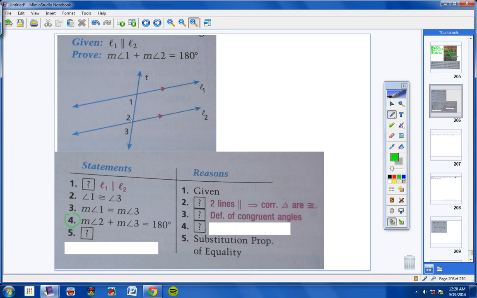Well, here's angle 2. Here's angle 3. Aren't they a linear pair? Sure. So the reason would be linear pairs are supplementary. Or they call it the linear pair postulate. That's fine. But if you read that postulate, it says linear pairs are supplementary.